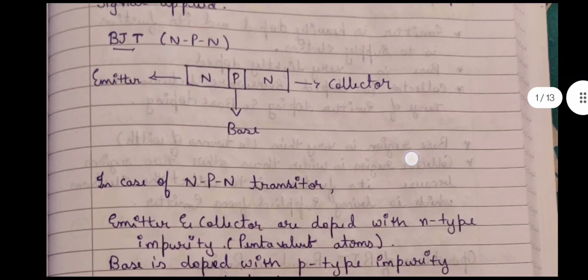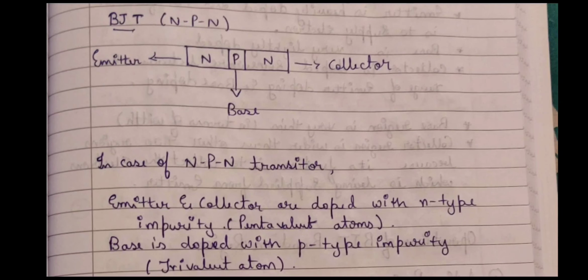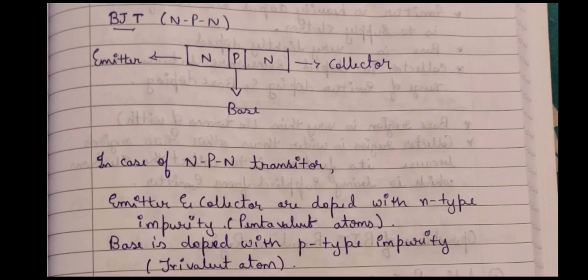So the first type is NPN transistor. In case of NPN transistor, we see that emitter and collector are doped with n-type impurity, that is pentavalent atoms. So we know what n-type impurity and p-type impurity mean. N-type impurity means the intrinsic semiconductor will be doped with pentavalent atoms such that free electrons are formed, and these free electrons will help in the flow of current. And the base terminal will be doped with p-type impurity, that is trivalent atoms. So this is the case of NPN transistor in BJT.